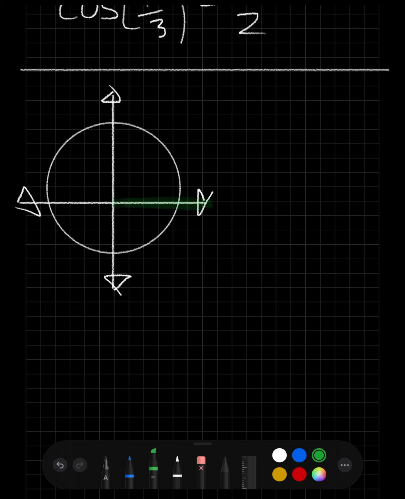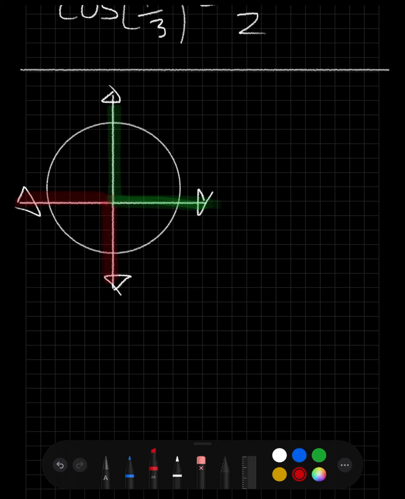So where I'm highlighting in green, that's where positive x values are. And where I'm highlighting in green, that's where positive y values are. So all points in this first quadrant, x and y are both positive. Then I'm going to highlight in red. This is where all our negative values for x are, all the negative numbers. This is where all the negative values for y are, negative numbers.